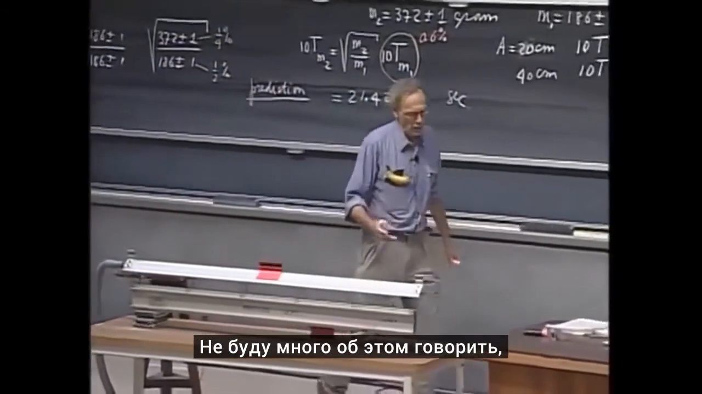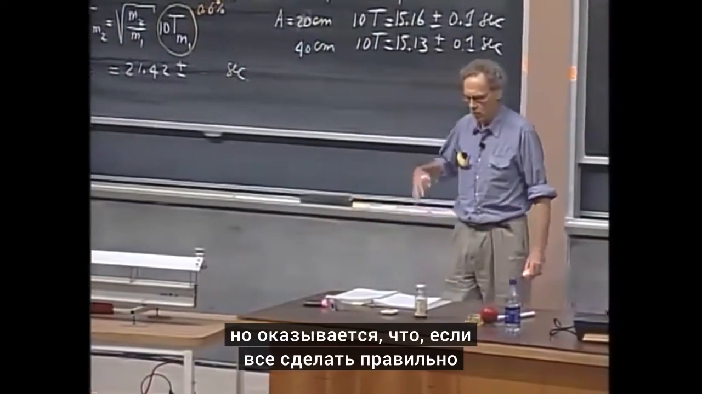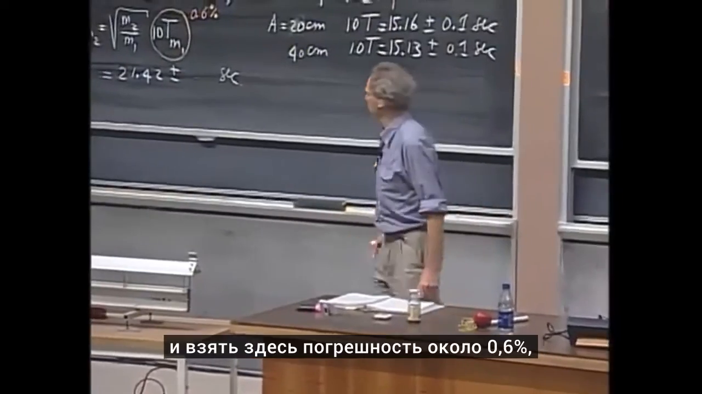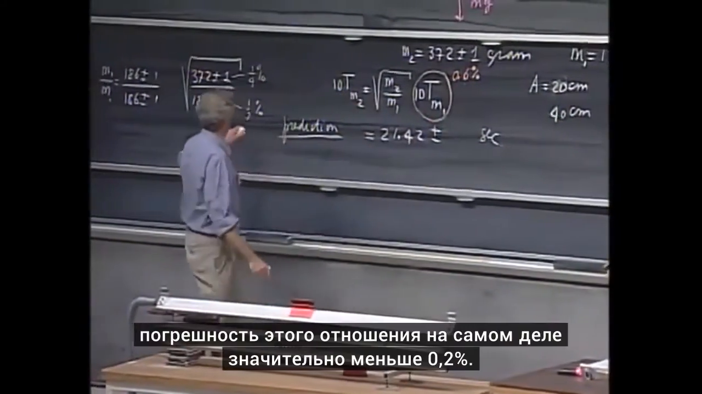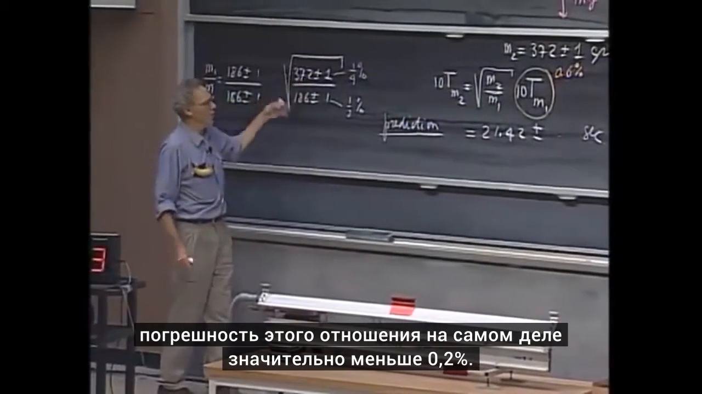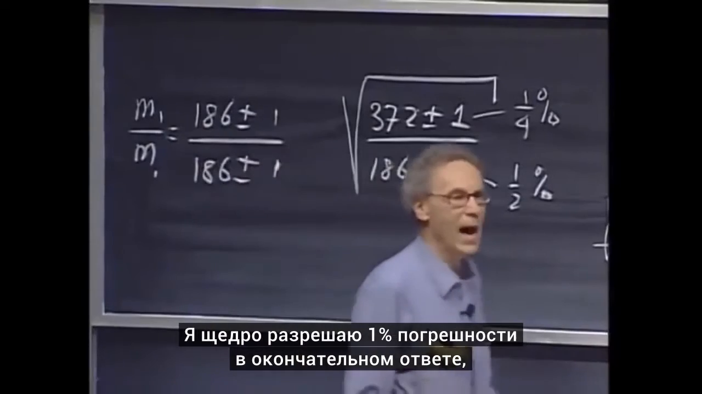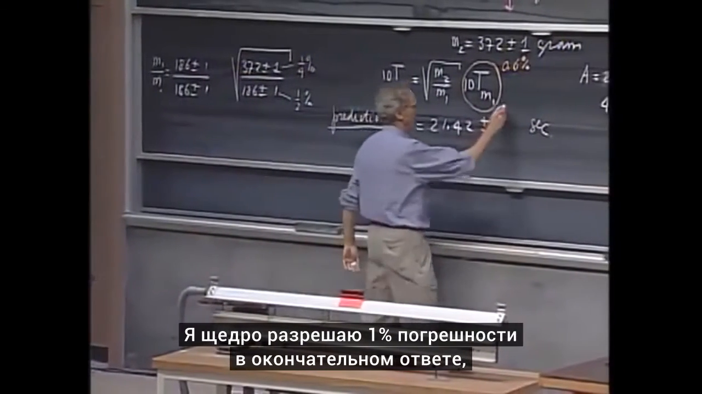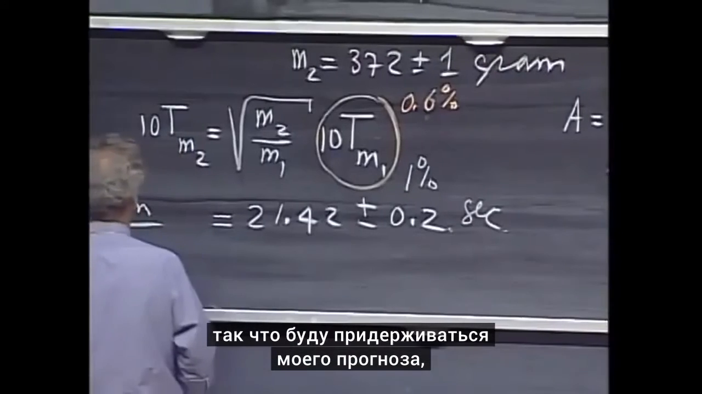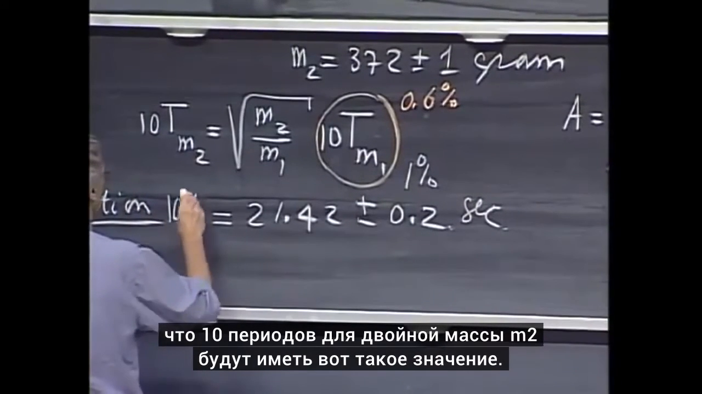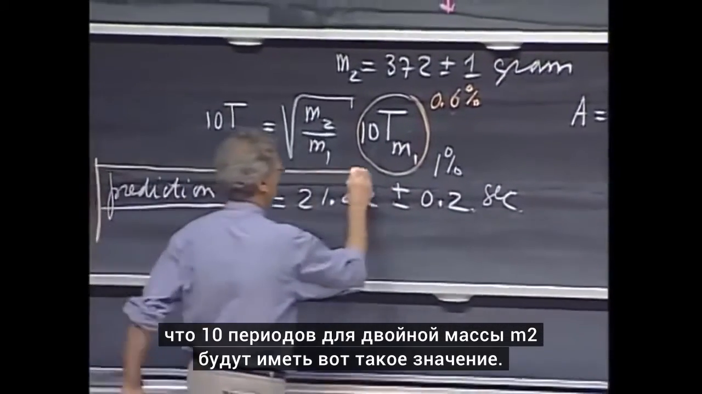So I will not bother you with that. I will not hold you responsible for that. But it turns out that if you do it correctly, and you take the error of this into account, of about 0.6%, that the error in this ratio is really much less than 0.2%. You can almost forget about it. I will allow generously for a 1% error in the final answer. And so I stick to my prediction that the 10T of double the mass is going to be like this.